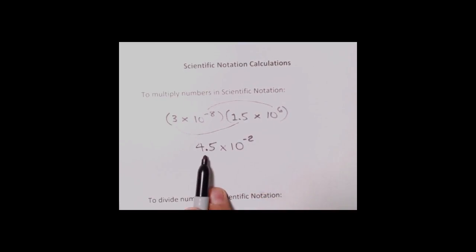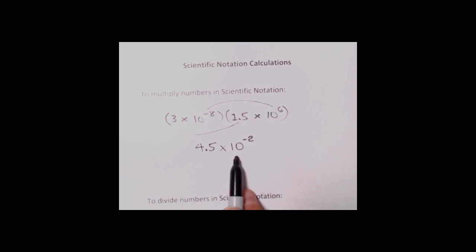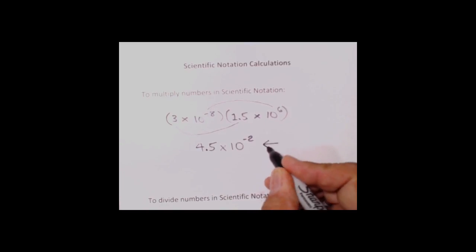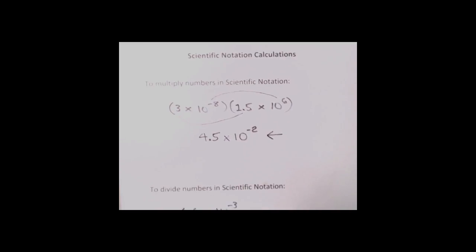Well, notice this one happens to be in proper form. That's not always the case. We'll show you some examples where you've got to correct them. But since it's got one non-zero digit in front of the decimal point, this is in proper form. So there's our final answer.